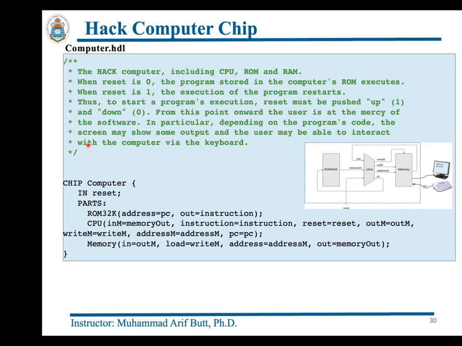And my dear students, this slide finally shows the just 3-line HDL code of a full-blown 16-bit Hack computer, capable of executing a Hack machine program residing inside the ROM32K chip. When the reset input of the computer chip is set to 1, the program starts its execution from the very first instruction. Moreover, depending on the program's code, the screen may show some output and the user may be able to interact with the computer via keyboard.